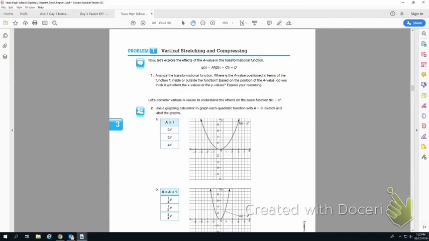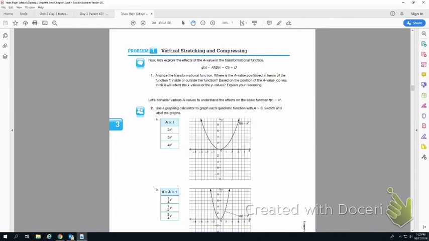A translation. Okay? Translation was up, down, left, and right. Today we're going to look at dilations, which is stretch, compress. So again, up at the very top, that g of x, that is your transformational function, where the a value is positioned in terms of the function f.